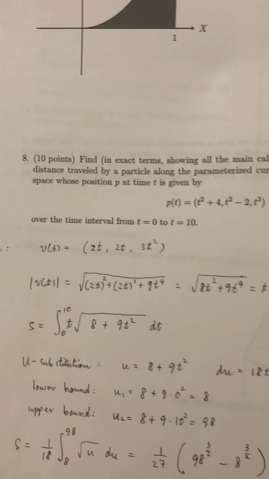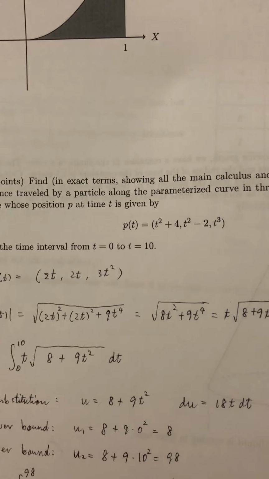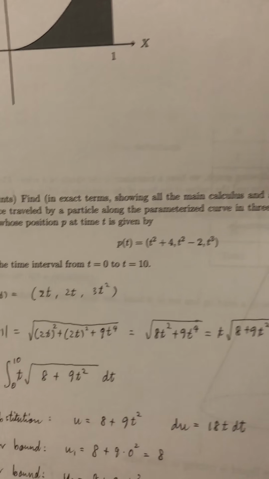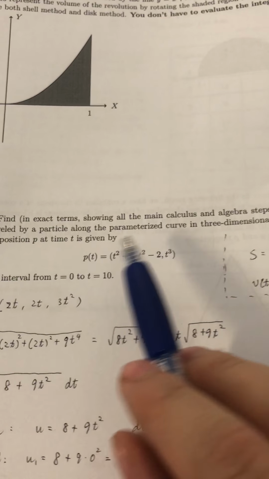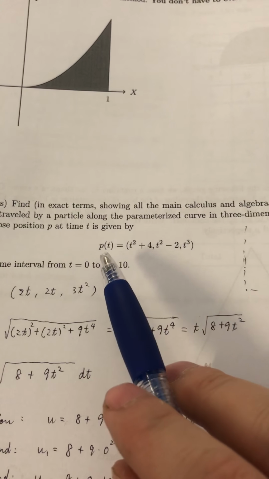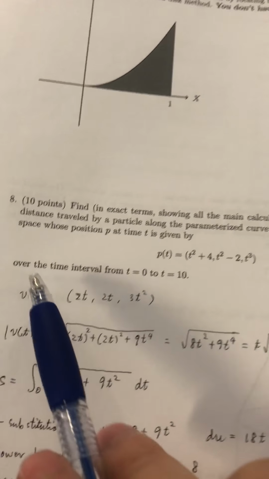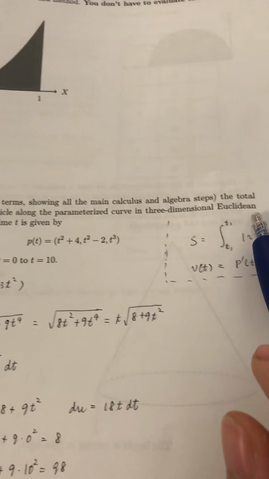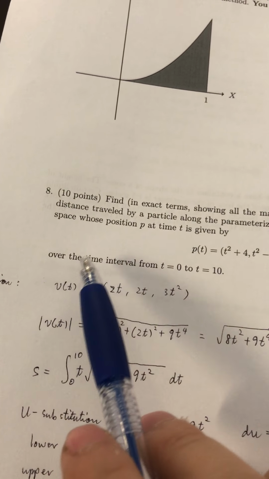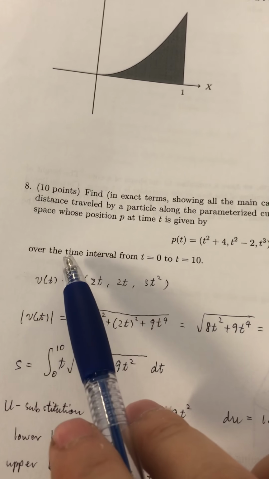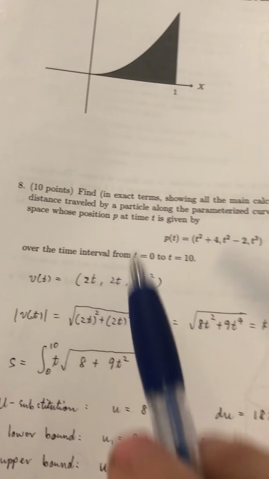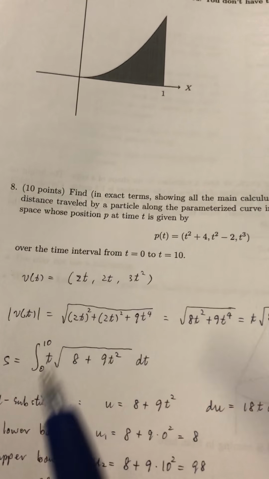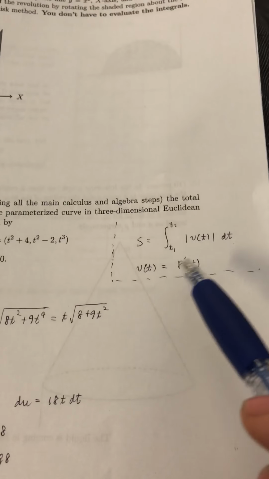For number 8, a curve is given by this p(t). This curve describes the movement of a particle, and you need to find the total distance traveled by the particle between the time t equals 0 and t equals 10. Okay, so you need to use this formula.